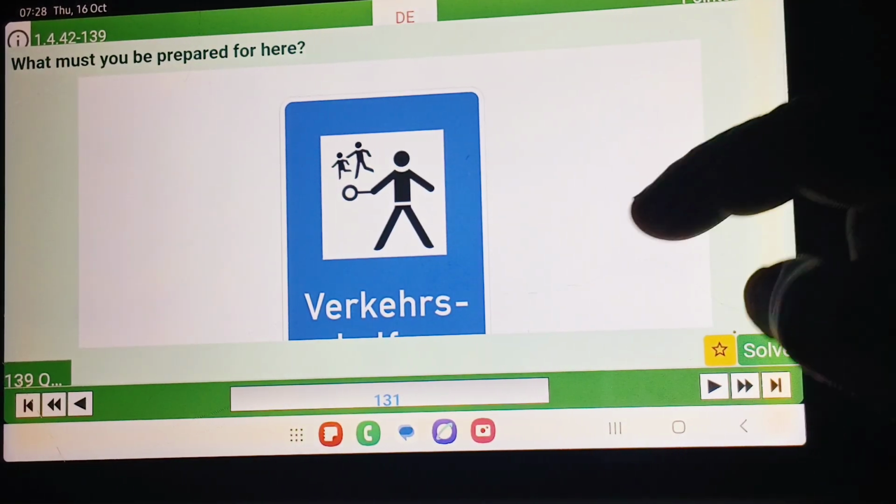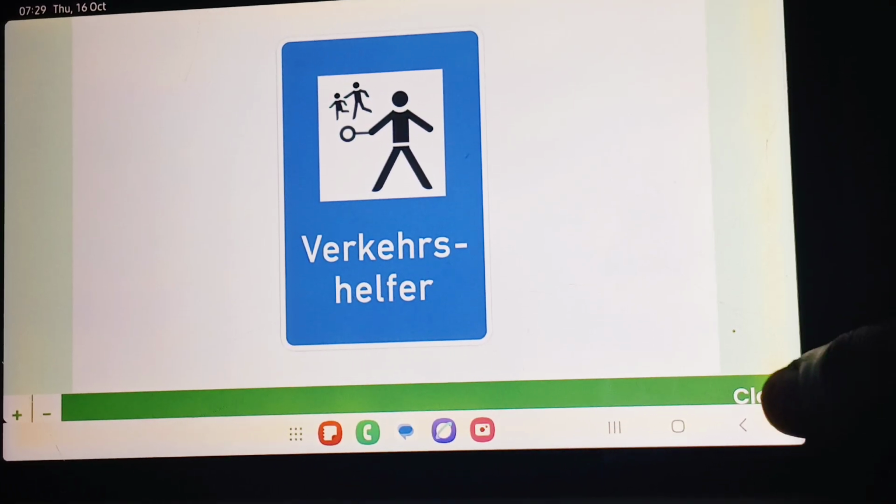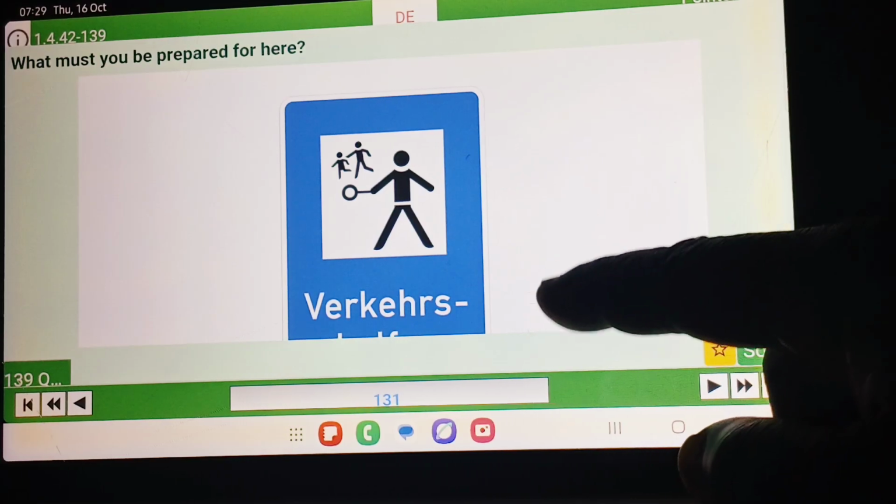What must you be prepared for here? This is a children's playground, okay? Children can walk into the road. Vehicles can stop. You have to watch out for children. Be very, very attentive. What must you prepare for here?